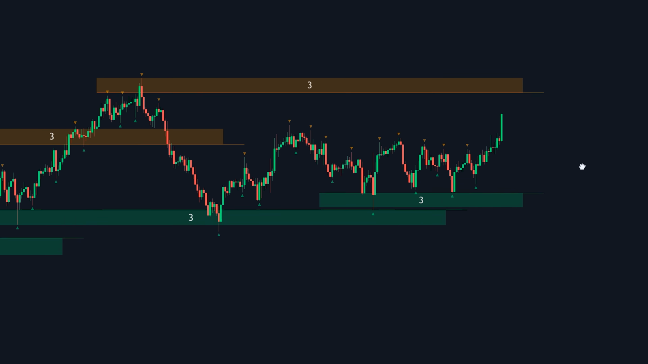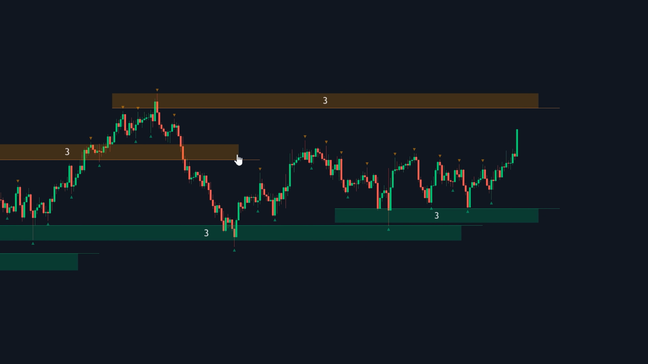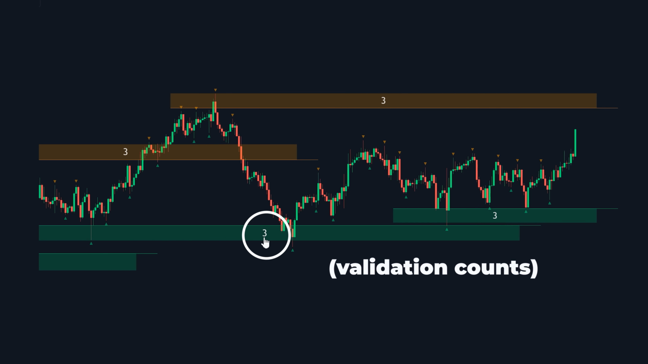When fresher clusters form, stale zones get replaced, which keeps the layout clean and focused on what the market is respecting right now. Those tiny numbers stamped near some zones, like 3 or 4, are the validation counts. They show how many same-side fractals fired close together to earn that zone a spot on the chart. It's basically the proof label, so at a glance, it's easy to tell whether a level formed on a couple of quick taps or on repeated hits that met the indicator's rules.